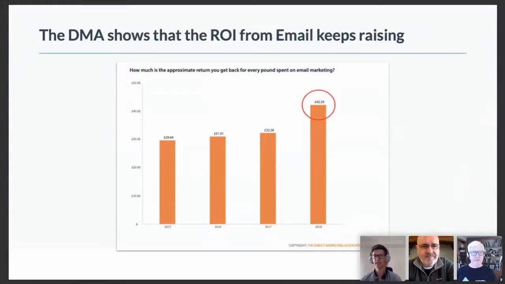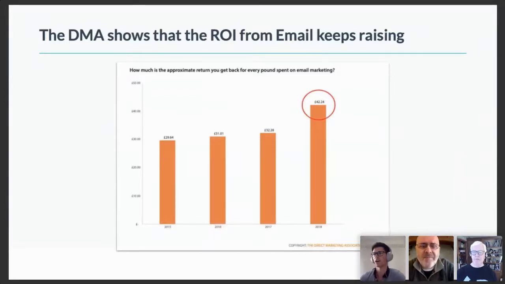And one of the last things, before we dive into the actual strategies, I want to share this image as well. It's a screenshot I took from the Direct Marketing Association, who did a study in the UK. And basically, they are showing how much is the approximate return that you get back for every pound that you invest in email marketing. This is in pounds. This was a study that was done in the UK.